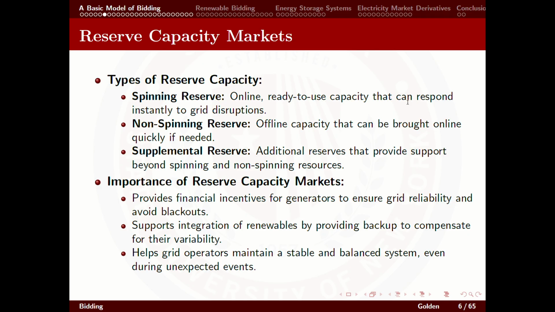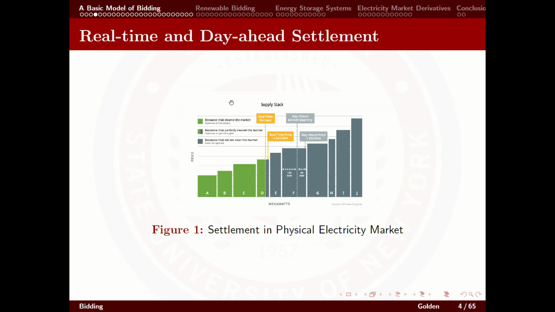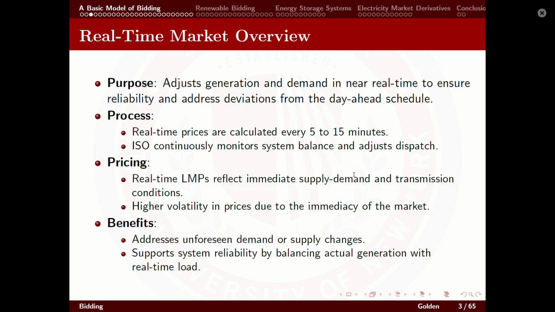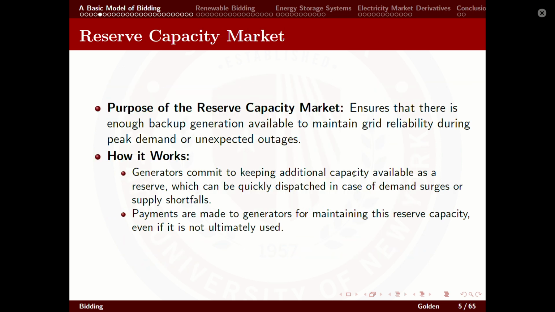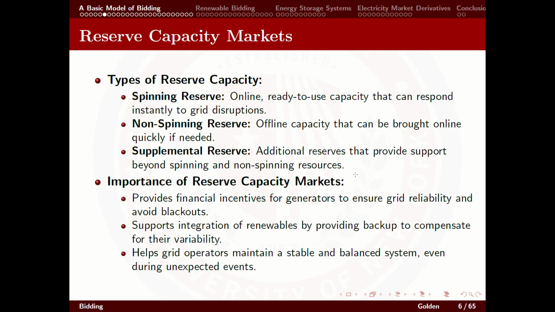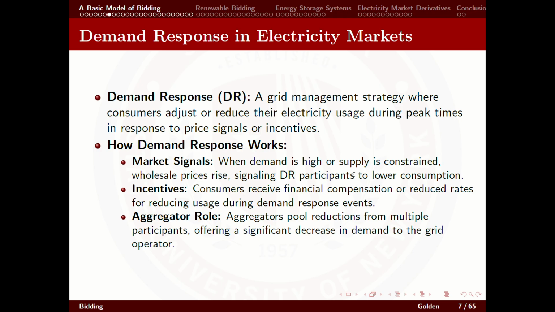So reserve capacity markets we'll focus on a lot in the last lecture of the class. They prevent what's called the missing money problem, which is the idea that if you're a high-priced generator, you're rarely ever going to get dispatched, and if you are dispatched, you're going to be dispatched at your marginal cost. It's probably only going to maintain your variable cost. So how do you deal with your fixed cost? Well, the answer is you do it with the reserve capacity market.